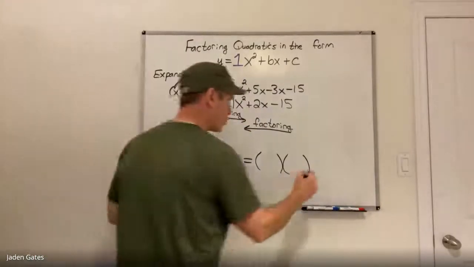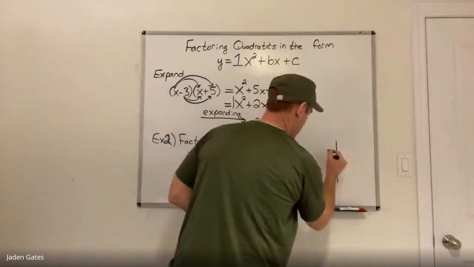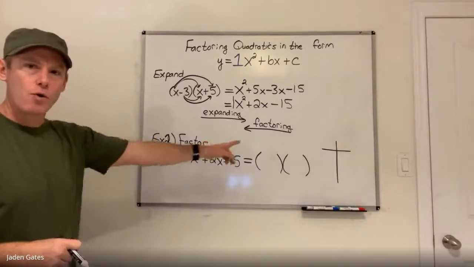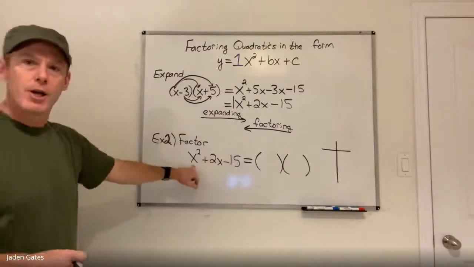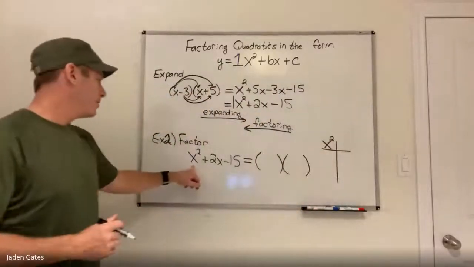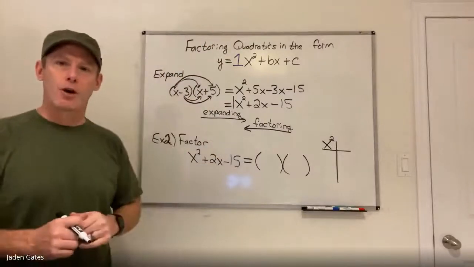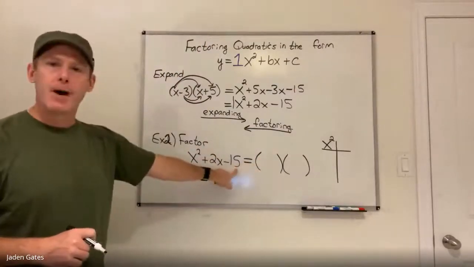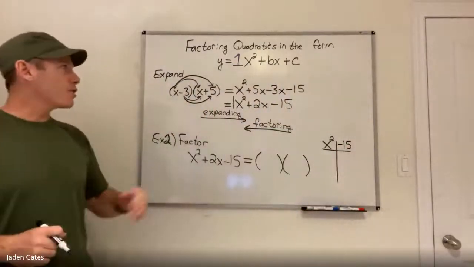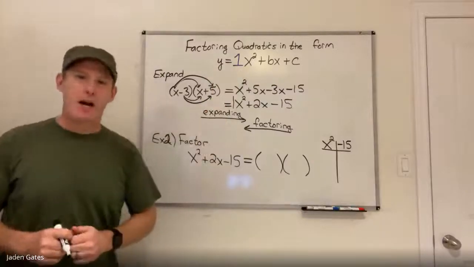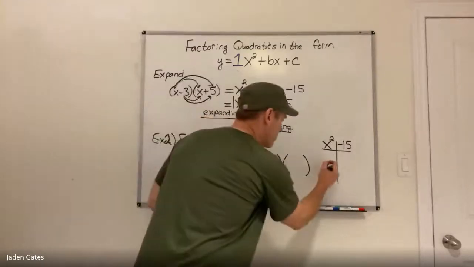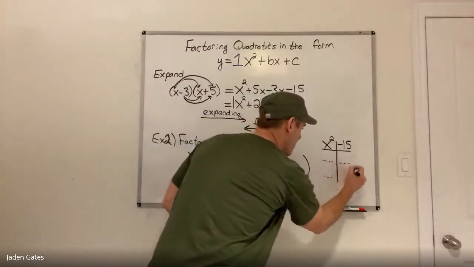I'm going to make a chart. All right, so I have a chart. What I do with that chart is in the top left-hand corner, I'm going to put the first term. So this x squared goes right here. In the top right-hand corner of my chart goes the last term, the minus 15. Now, these are what I call the easy factoring. With the easy factoring, there's 4 spots here. There's a spot here, spot here, spot here, spot here.